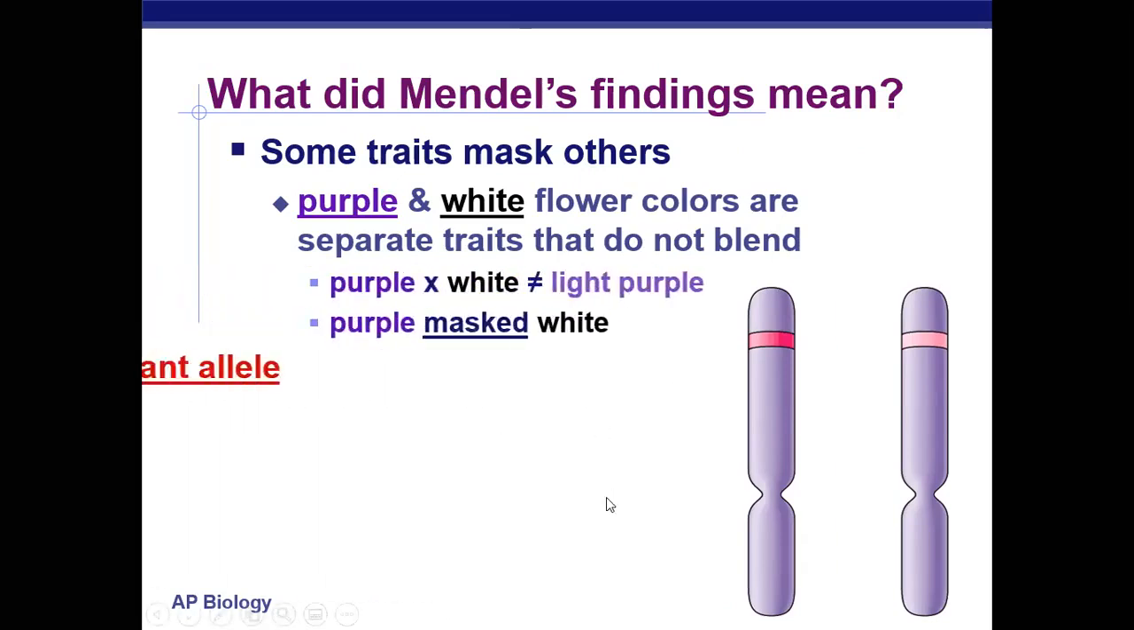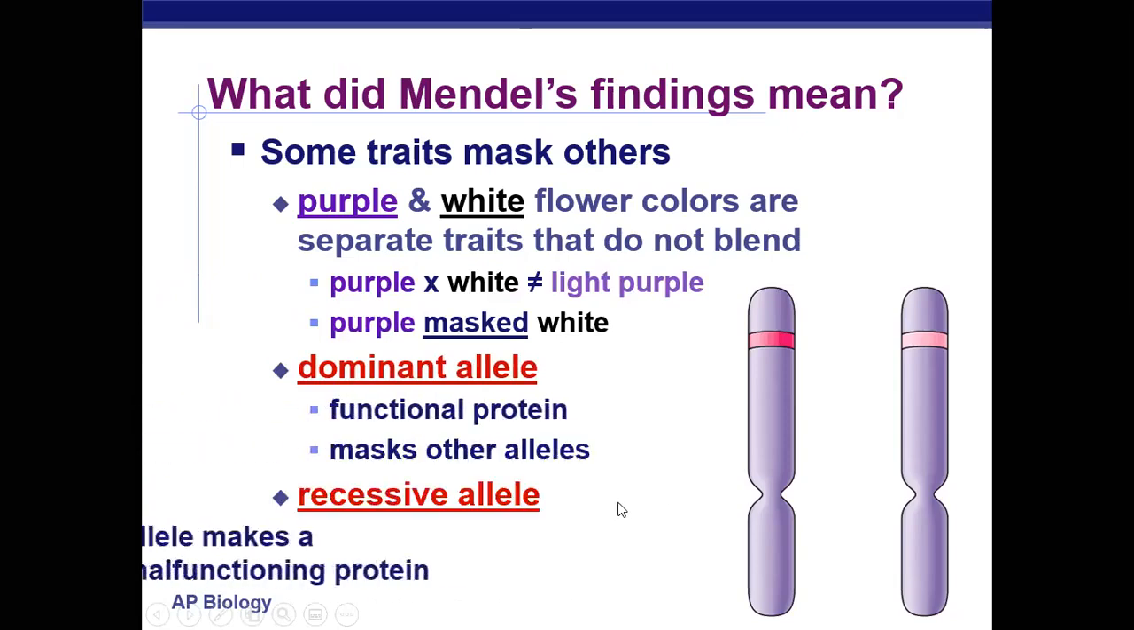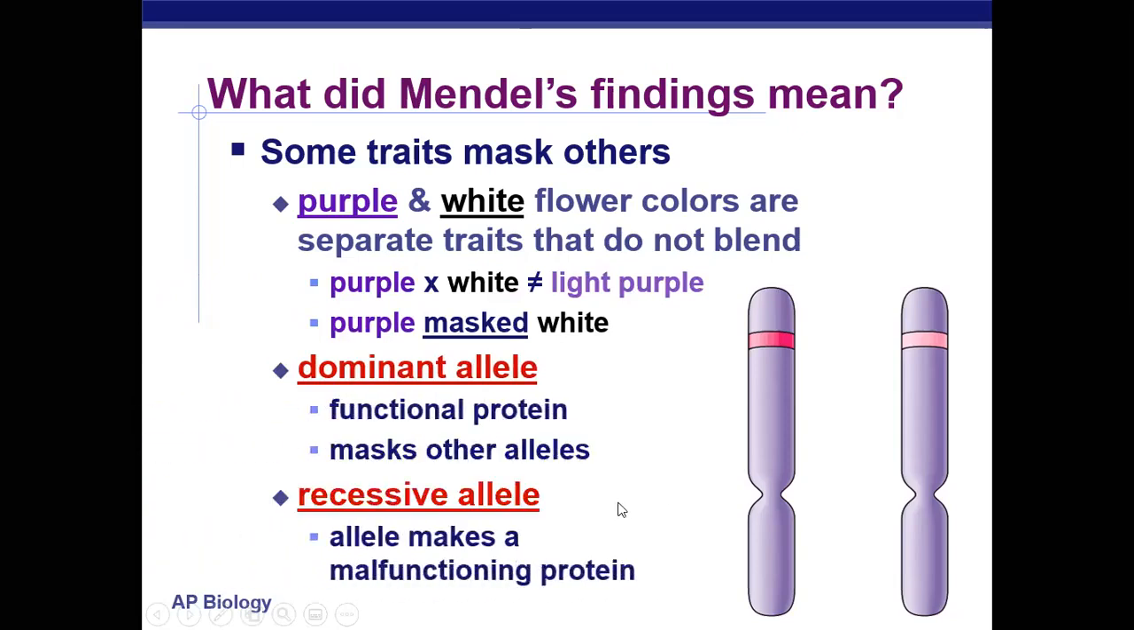You don't get a light purple. The dominant allele is the functional protein, so it's the protein that is being expressed. And when the dominant allele is being expressed, it masks the other alleles. The recessive allele makes a malfunctioning protein and/or doesn't make a protein at all. And so if you have two recessive alleles, that's when you see the secondary trait come out.